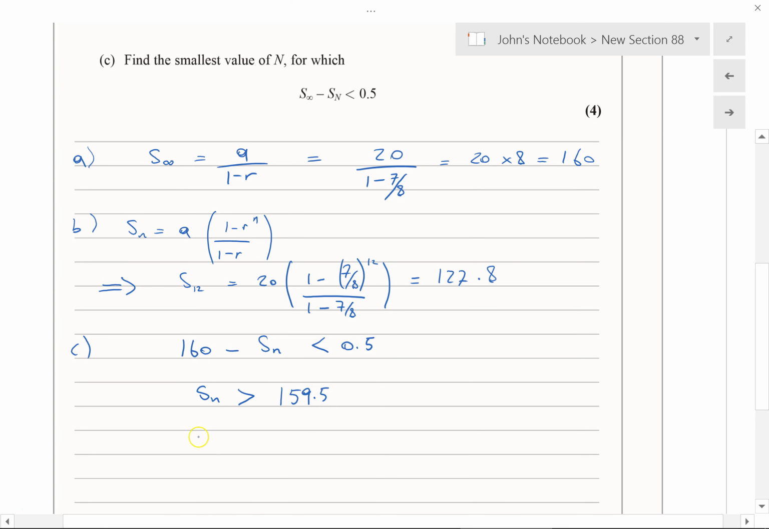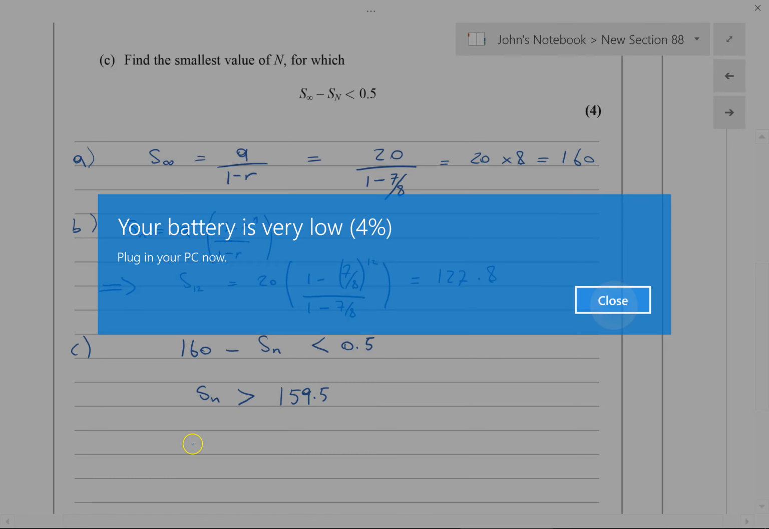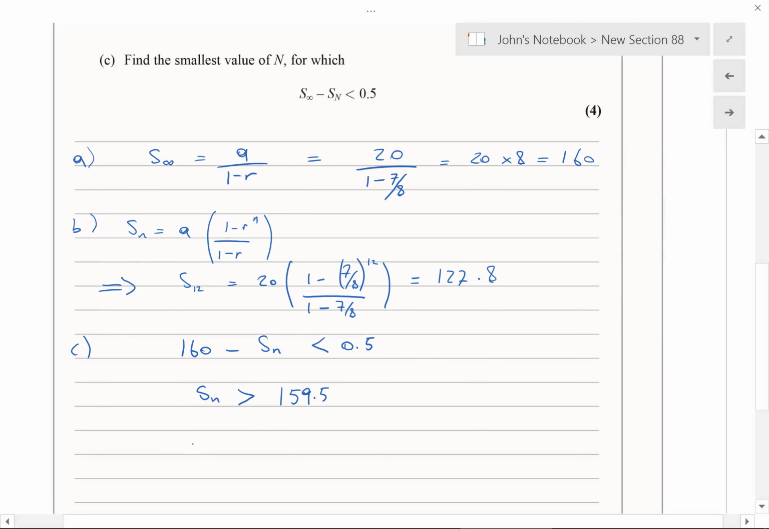Now we've got 20 as a, still charge not working. Okay, that should be better. Right, okay.